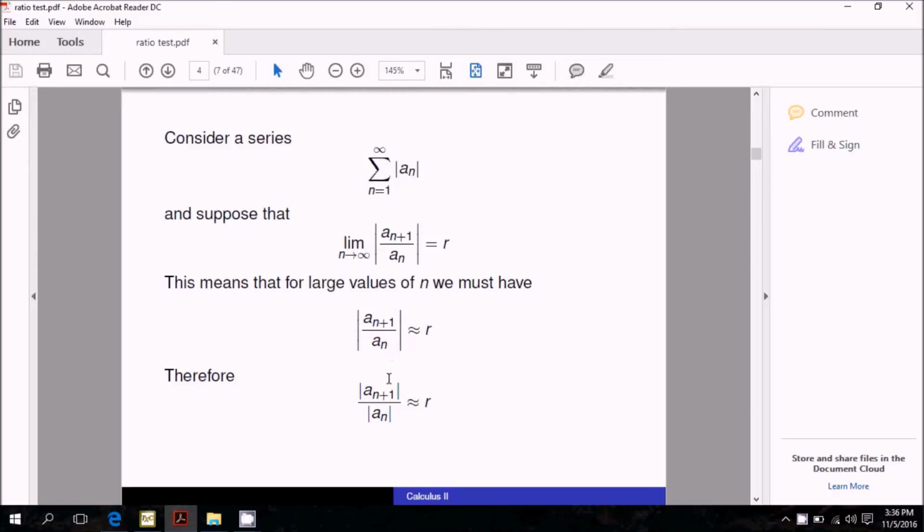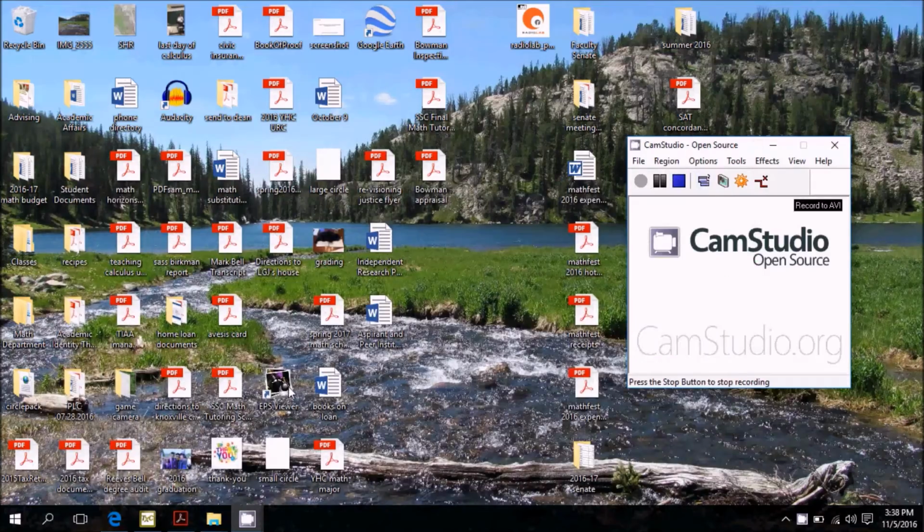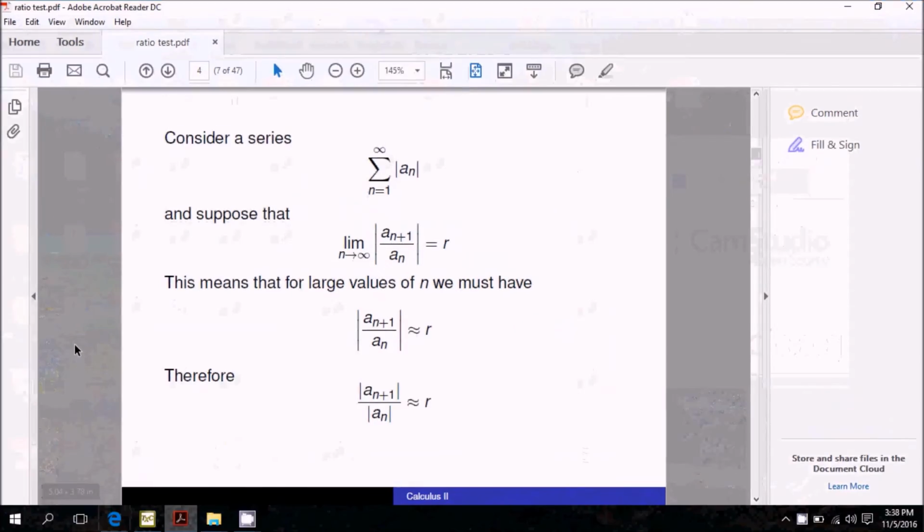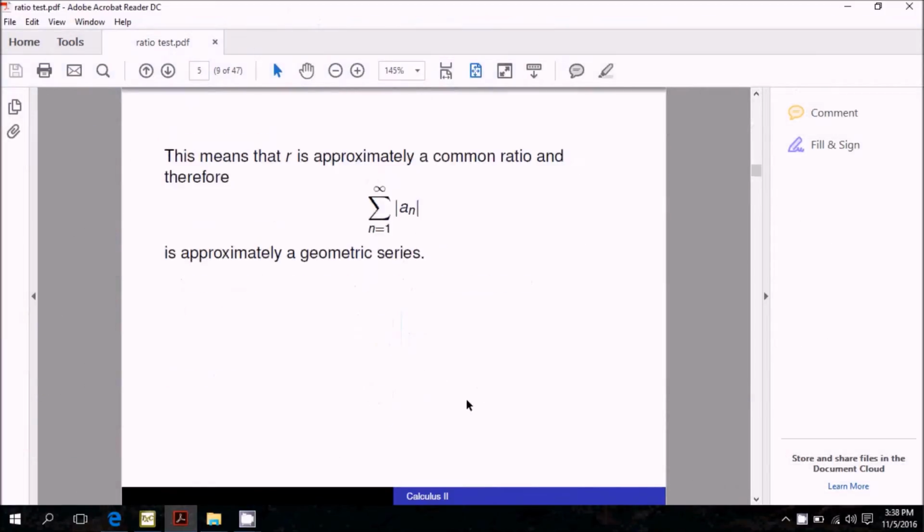With a geometric series, this ratio would always equal r, but here we're saying this ratio usually equals r, or is approximately equal to r. So we can think of this r as an approximate common ratio. So if that r is an approximate common ratio, then that means this series is approximately a geometric series.